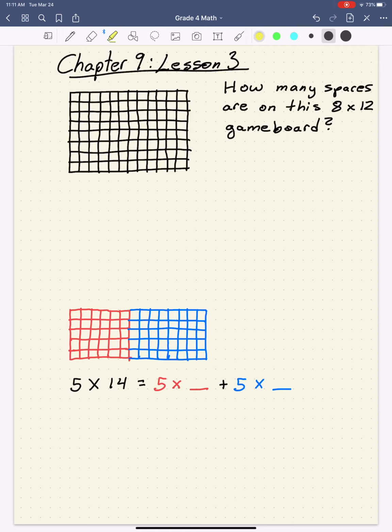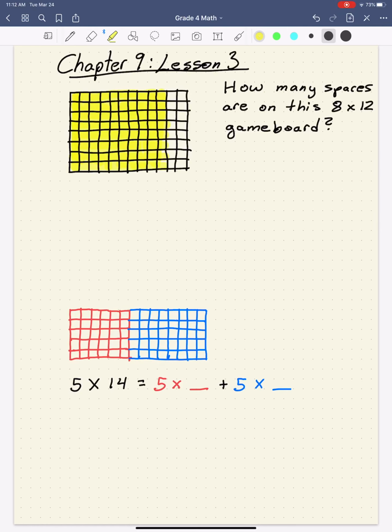8 rows, which is down. That's 8 rows right there, of 10. So I'm going to go across 10. 1, 2, 3, 4, 5, 6, 7, 8, 9, 10. So that's one row of 10, 2, 3, 4, 5, 6, 7, and 8 rows of 10. So here I have broken up my game board into two smaller sections.